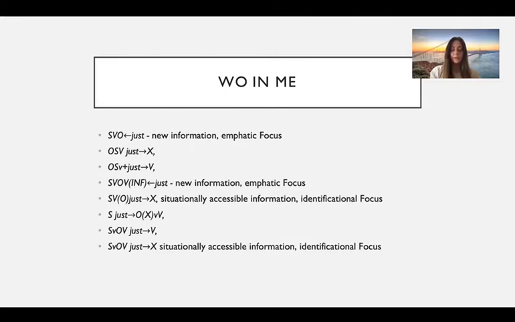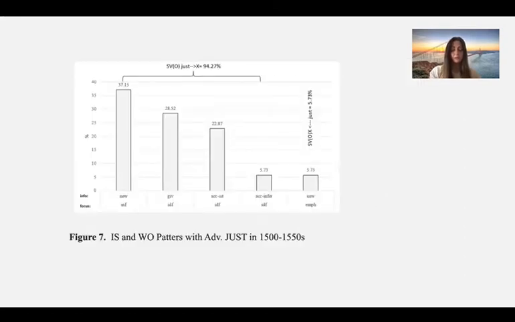The word order pattern SVO just X is registered with X element tagged as situationally accessible information and identificational focus. The clauses with inverted word orders are represented by isolated examples in the entire Middle English corpus. The analysis of word order for every time span in early Middle English shows that mostly just is represented in the patterns where it modifies XPs that follow the verb.